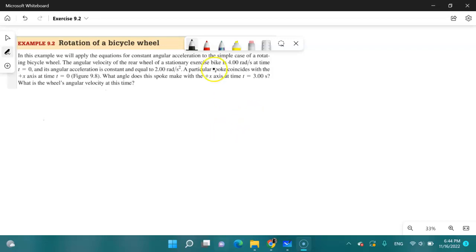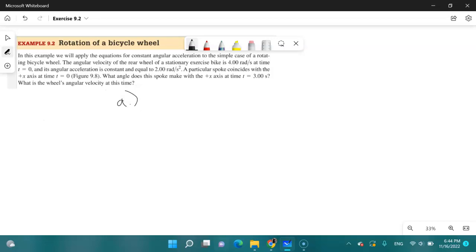It also says that a particular spoke coincides with the positive x-axis at time t equals 0. So it's asking us, what angle does the spoke make with the positive x-axis at time t equals 3 seconds? And what is the wheel's angular velocity at this time? So we're being asked to solve 2 parts here.